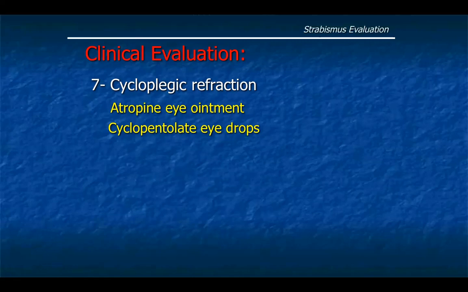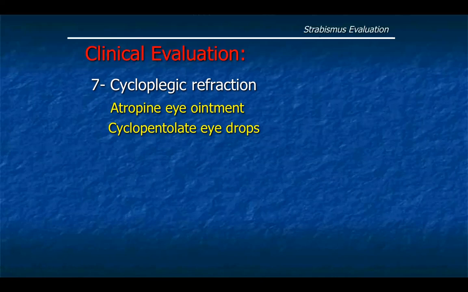For example, a patient can have a refractive error before cycloplegia of +1, and after cycloplegia, which paralyzes the ciliary muscle, the refractive error becomes +5 or +6. So +5 or +6 is the true refractive error of the patient, and we give glasses according to this refractive error.